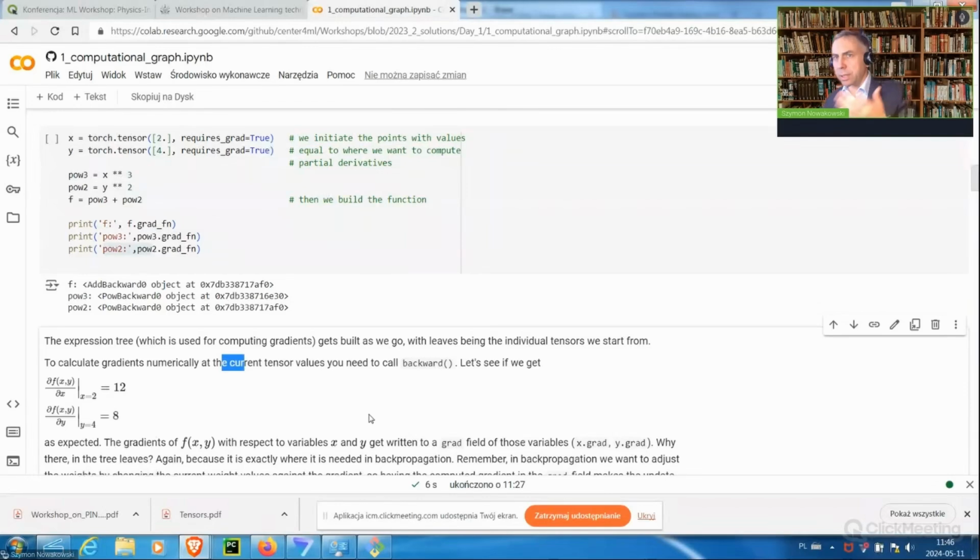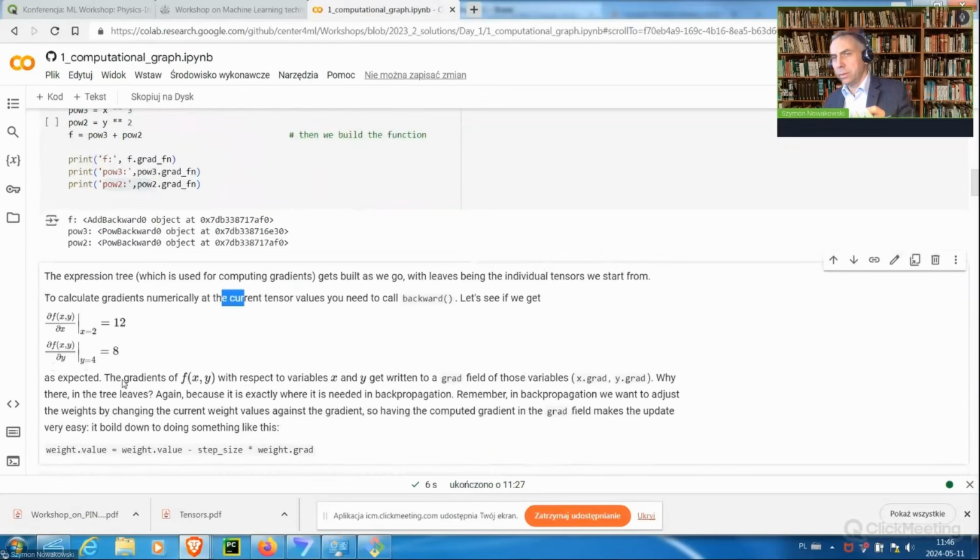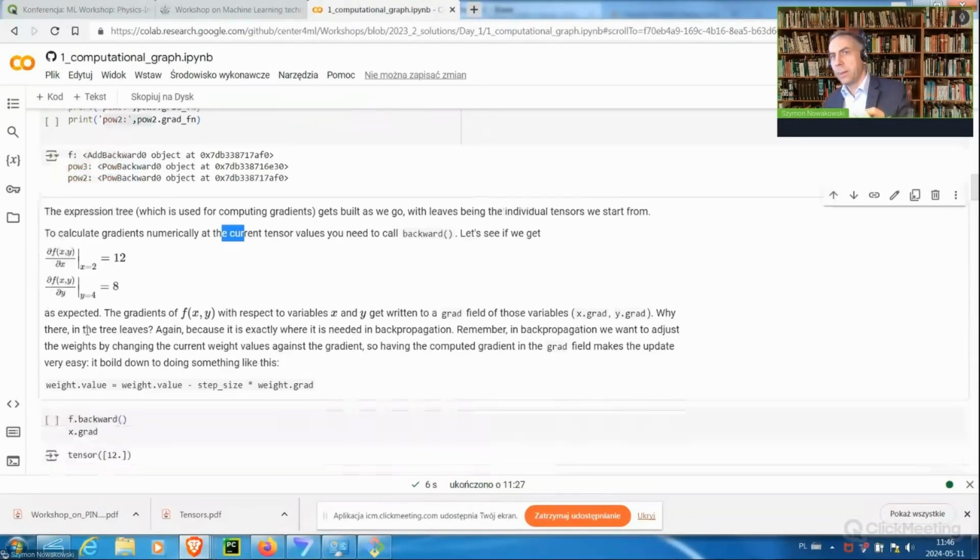the expression tree gets built as we go, and here is just to recall what values are expected. And the thing is that the gradients of that function will be written to a grad field of those variables, x and y. Why is that like this? Because recall that this automatic gradient engine is used in backpropagation. And in backpropagation, we want to adjust the weights by changing the current values by a tiny bit against the gradient. So we want to know the gradient. And optimally, it would be if the gradient was somewhere very close to the current value. So actually, it is realized like that.